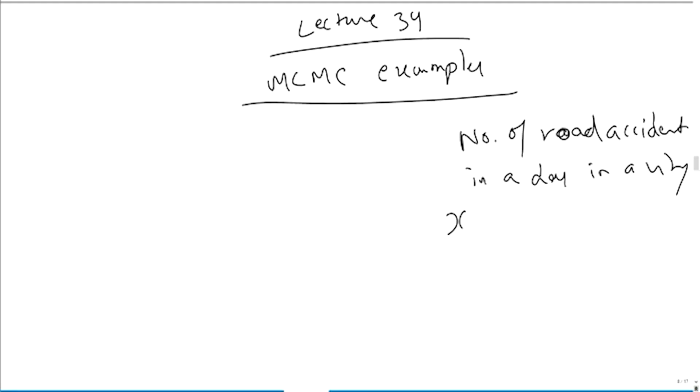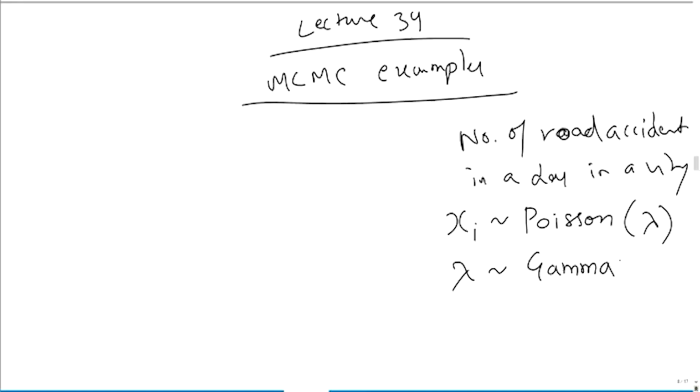Let's say xi is the number of road accidents on the ith day, and you assume that it comes from a Poisson distribution with underlying rate parameter lambda, and on lambda you set up a gamma prior with underlying shape parameters 10, 10. So this is your likelihood assumption, this is your prior assumption. So this is your model.